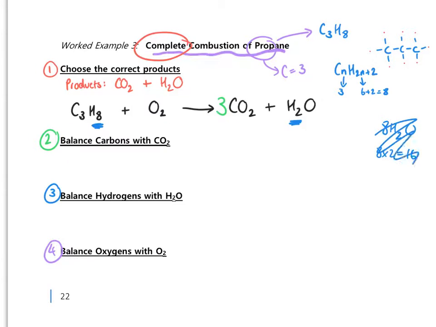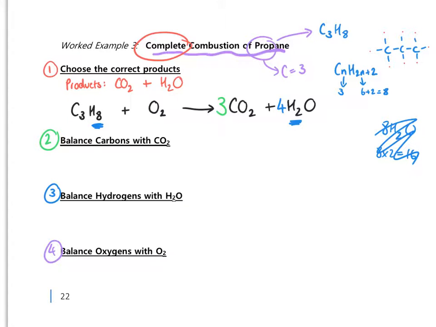So I can't just put the same number. Whatever number I'm putting in front of my water, it's going to double. So I need to put a 4 in front of the water. Essentially you halve the number of hydrogens that you have on the left and put that number in front of water. So I have 8 hydrogens on the left, so I divide that by 2, and that gives me 4 waters.